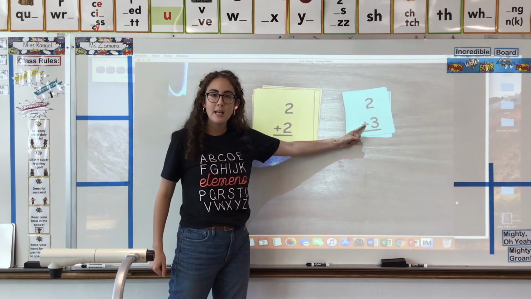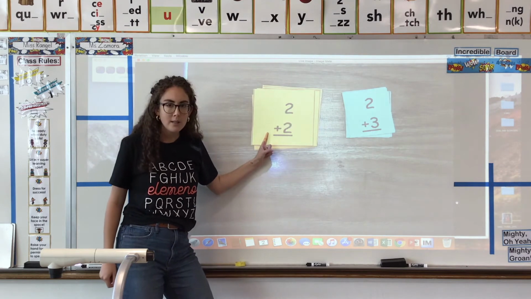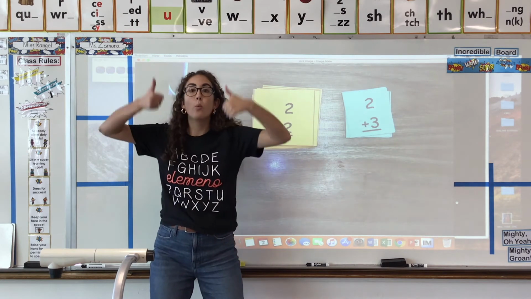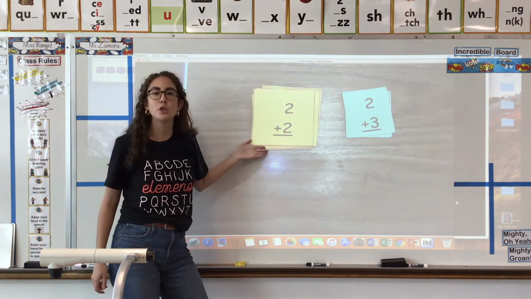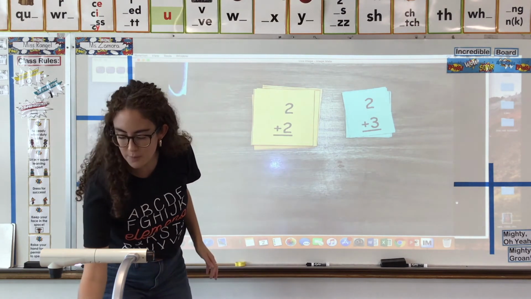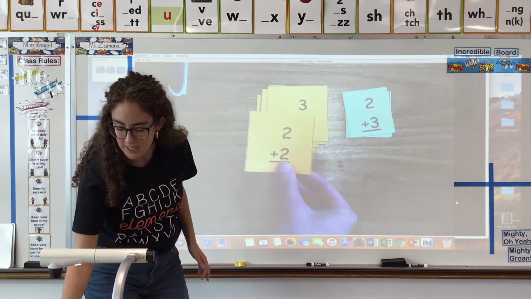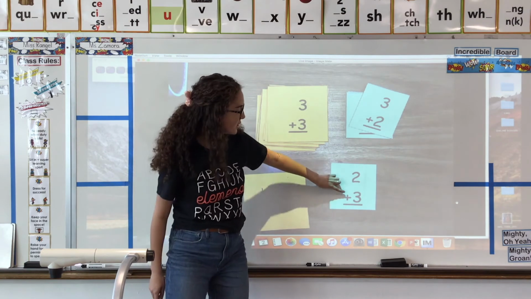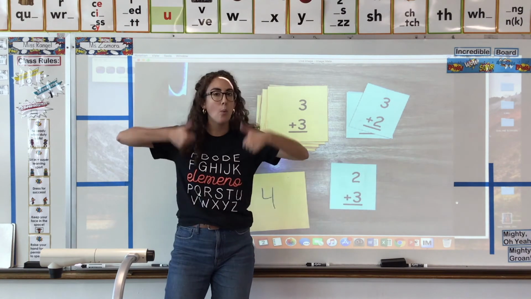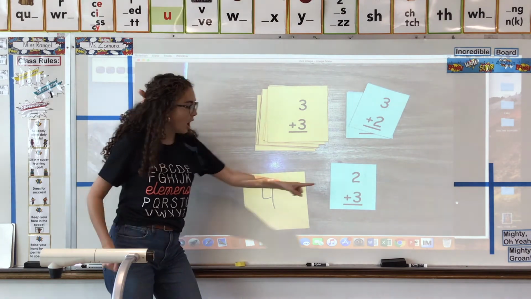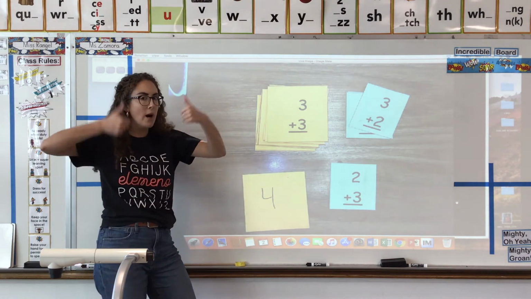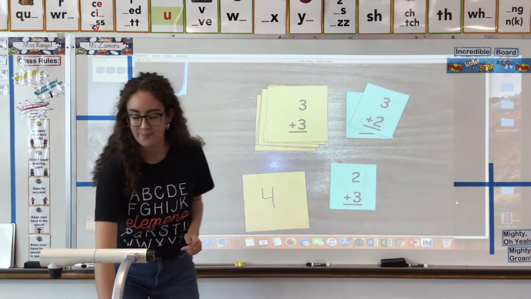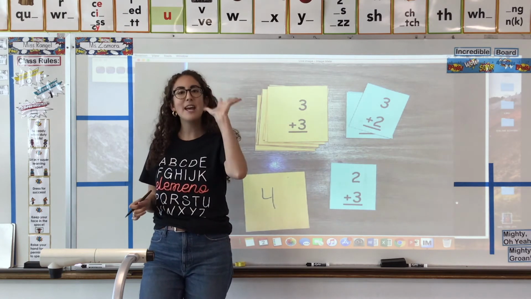Adding 3 is just adding 1 more than 2 plus 2. So 2 plus 3 is going to be just 1 more than the answer to 2 plus 2. So super scholars, if 2 plus 2 equals 4, what do we think 2 plus 3 is going to equal? Since 3 is just 1 more than 2, our answer is going to be just 1 more than 4. So 2 plus 3 is what? It's 5. The answer is 5.